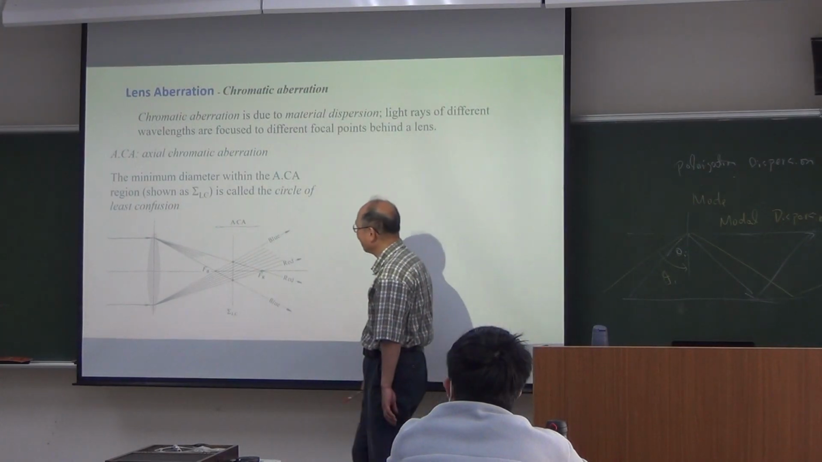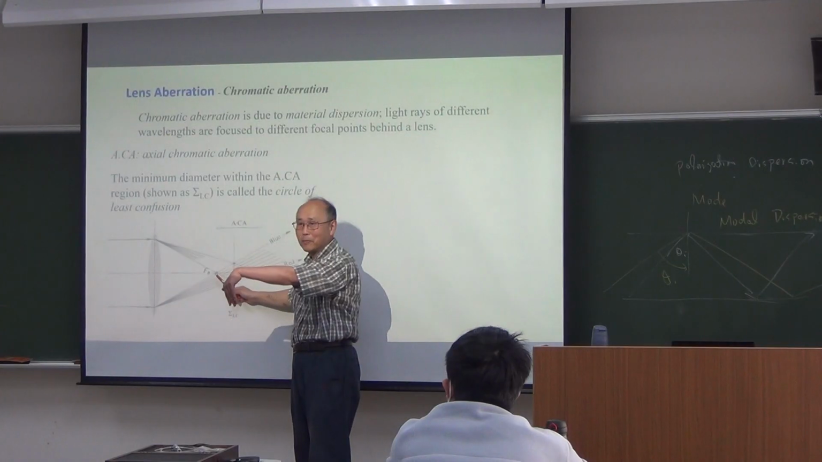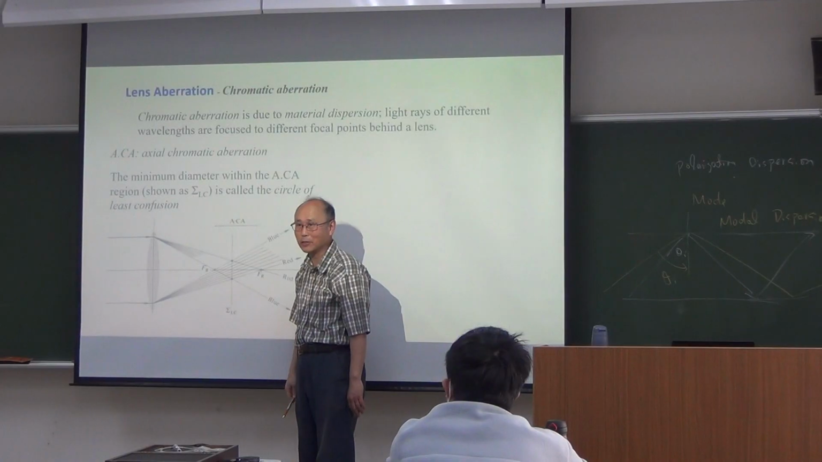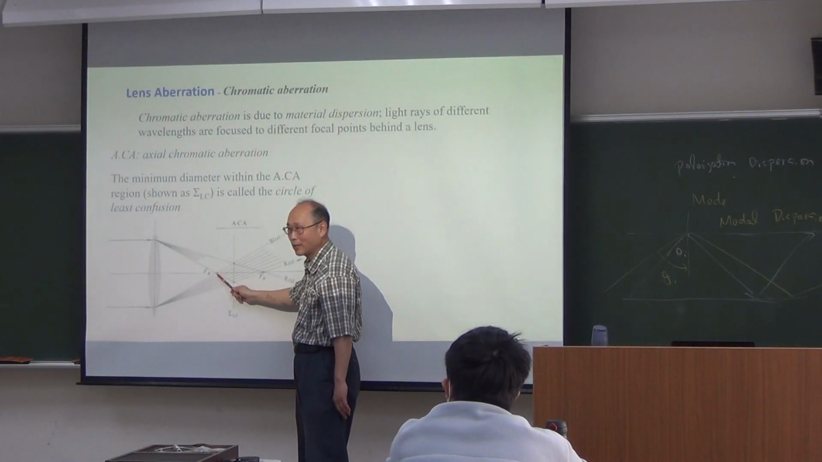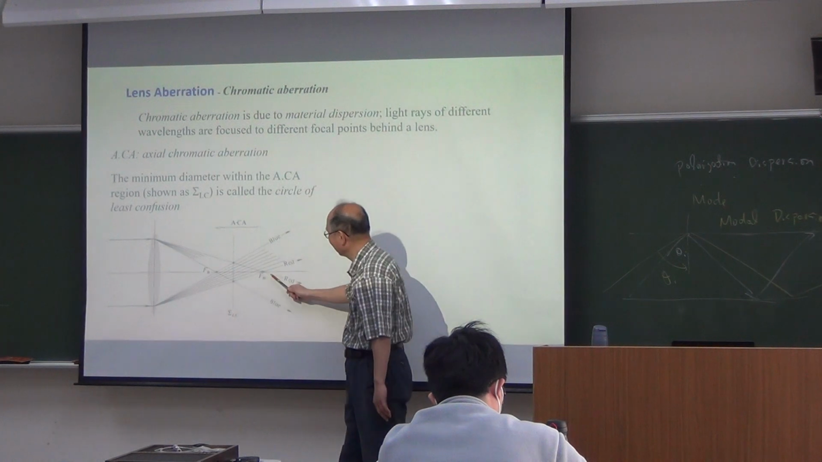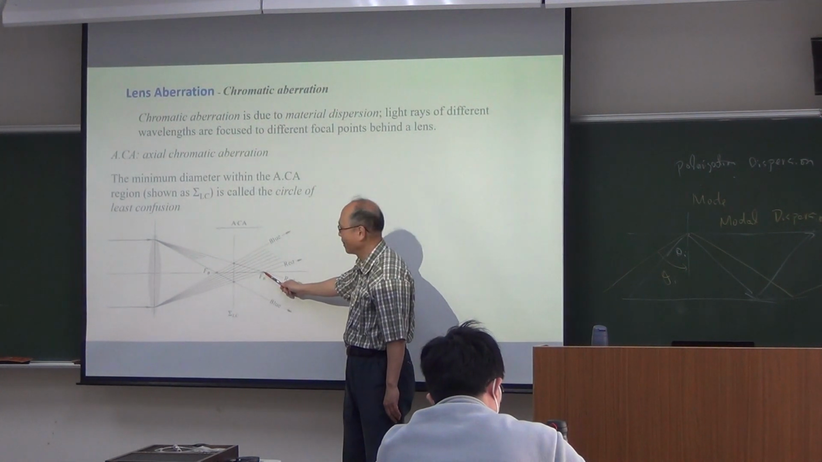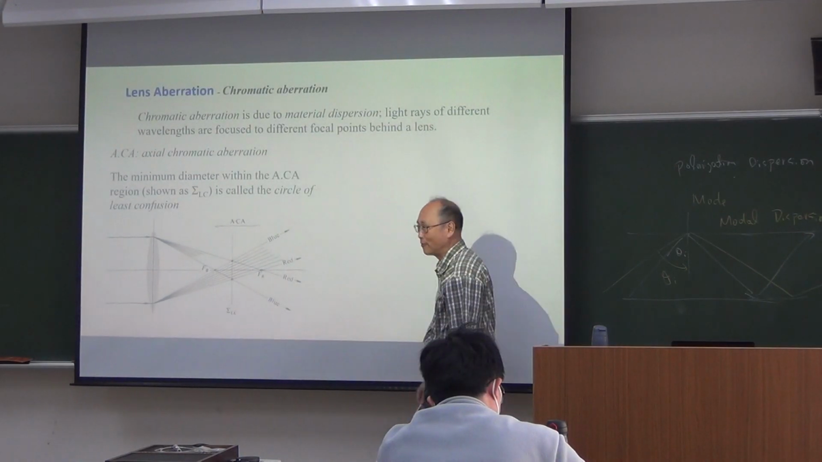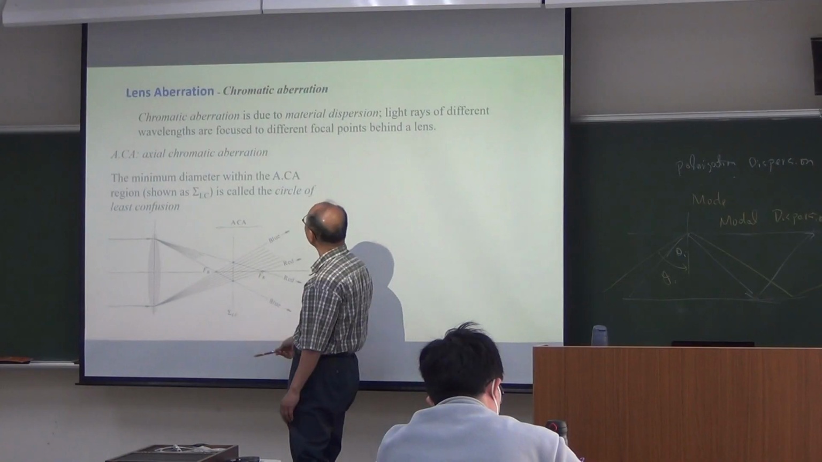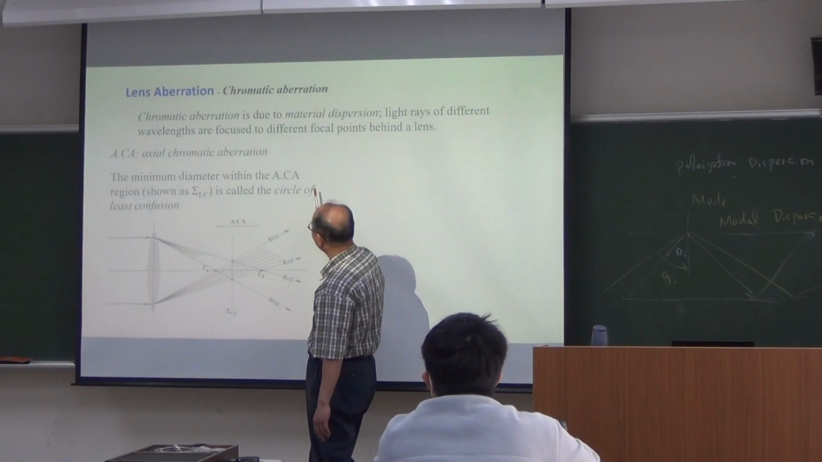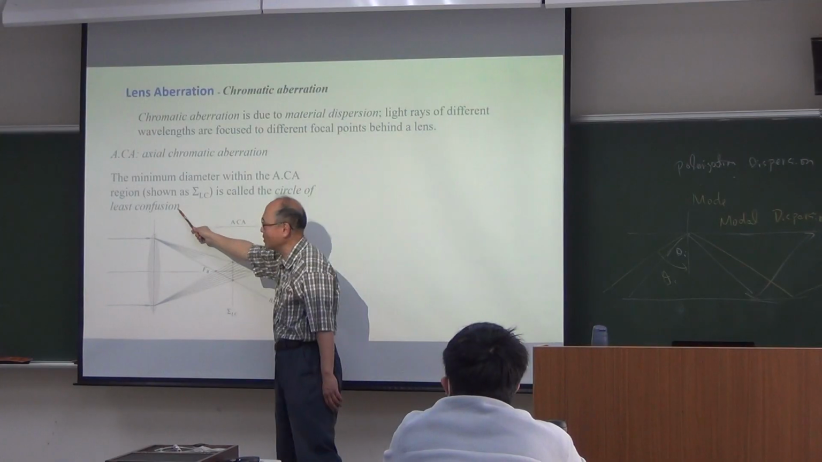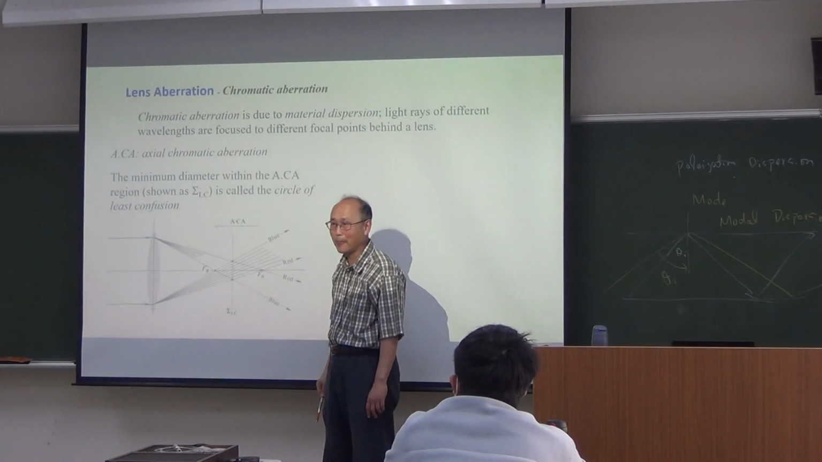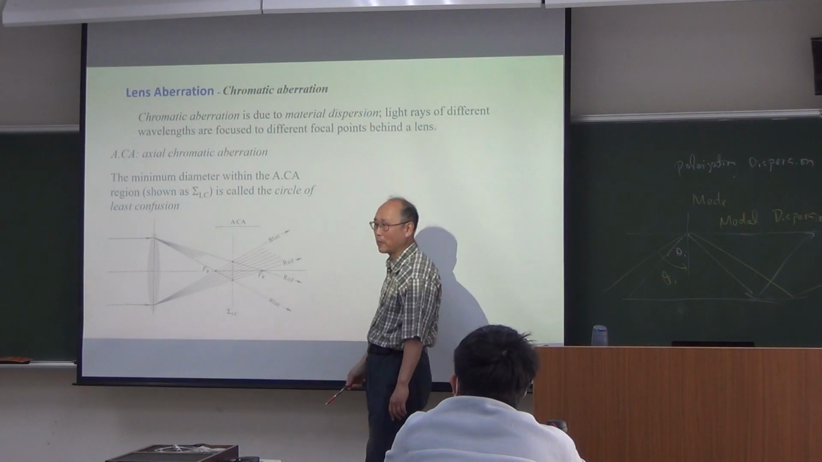For this case, the blue light has a larger bending because the refractive index is larger, so the bending angle from Snell's law is larger. So you focus at this point. For red light, it's focused to this point. And then right here, we have a spot of confusion. Okay, sigma LC is called the circle of confusion. So you're going to see a small spot here, not a single point in space. And this is chromatic dispersion.